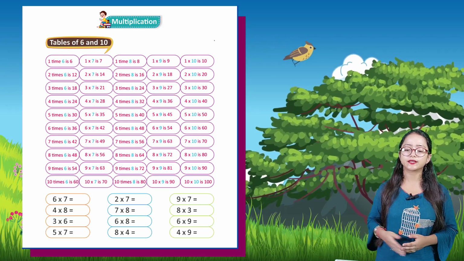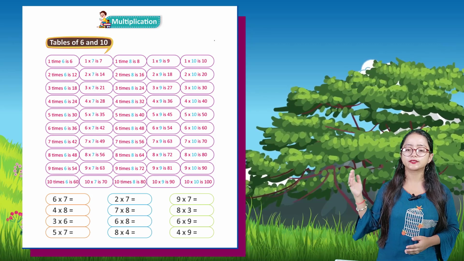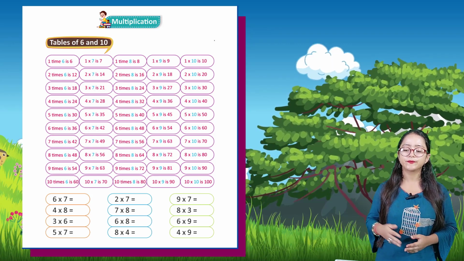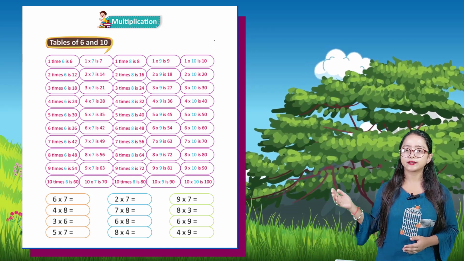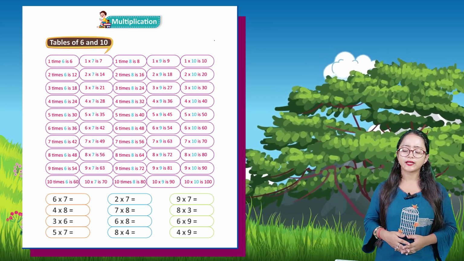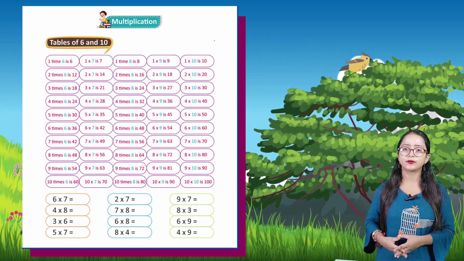1 times 8 is 8, 2 times 8 is 16, 3 times 8 is 24, 4 times 8 is 32, 5 times 8 is 40, 6 times 8 is 48, 7 times 8 is 56, 8 times 8 is 64, 9 times 8 is 72, 10 times 8 is 80. Now another one is table of 9.